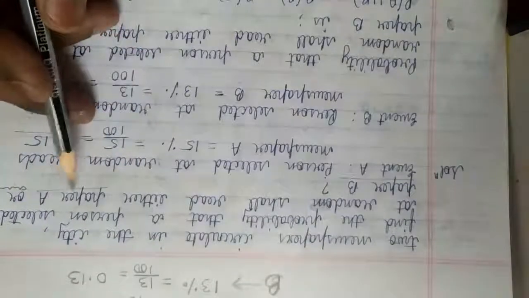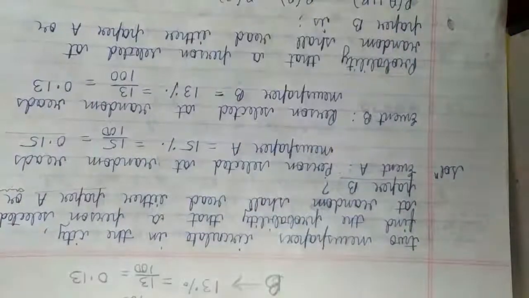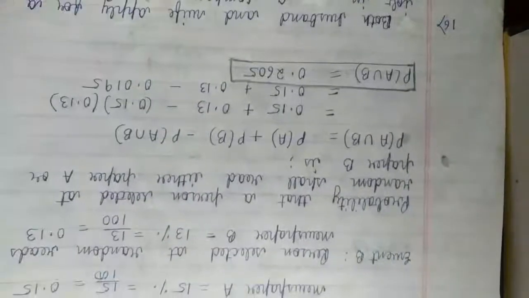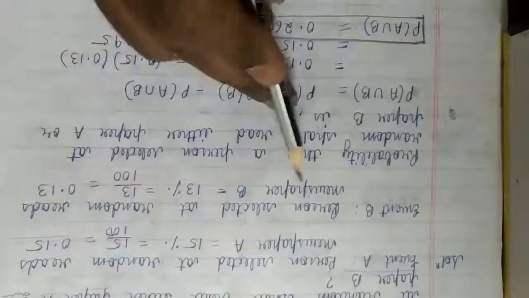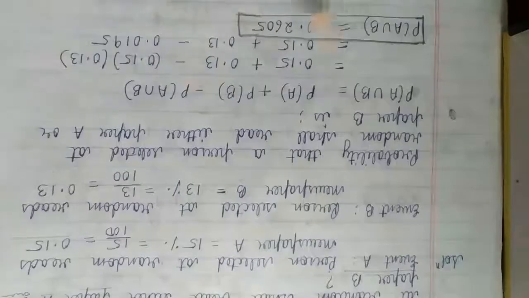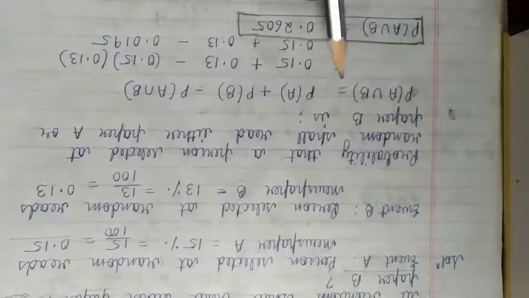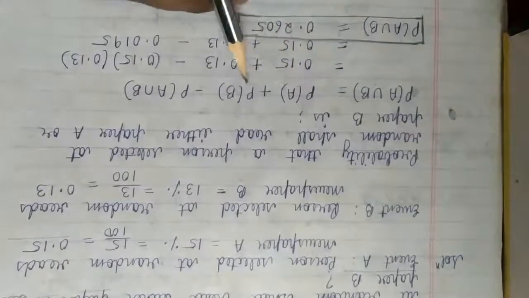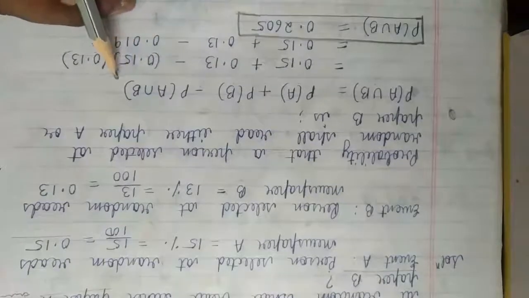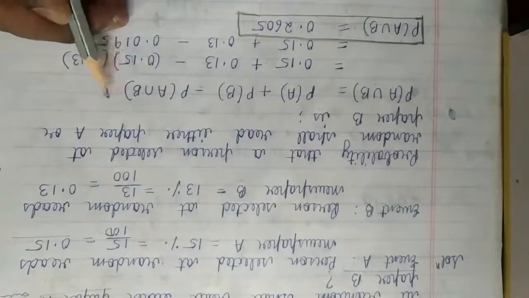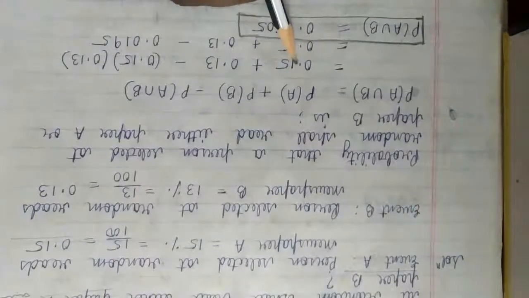And there are two events, that is a person selected at random reads newspaper A, and a person selected at random reads newspaper B. That is what I found out, and I found the respective probabilities also. Probability of A is 0.15, probability of B is 0.13. So probability of A union B, that is probability of A or B happening, is given by probability of A plus probability of B minus probability of A intersection B, because he can read both the newspapers also at the same time. So it is given by 0.15 plus 0.13.